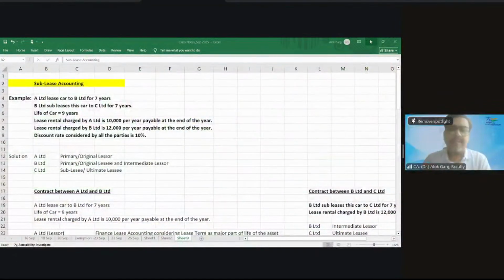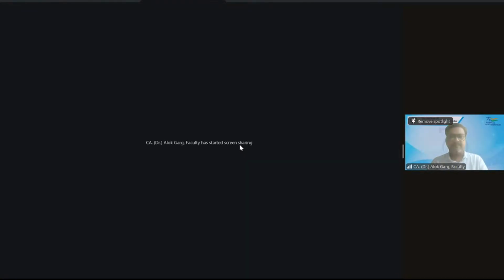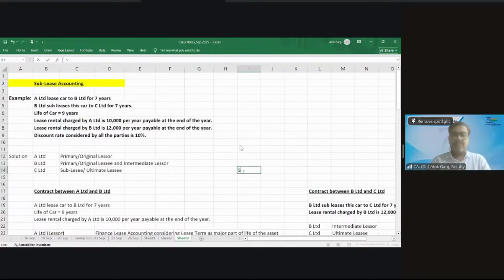Let me complete the concept on sale and leaseback, the last concept of Ind AS 116. So friends, just allow me a second. Let me share my screen. So after sublease, the next concept is sale and leaseback.